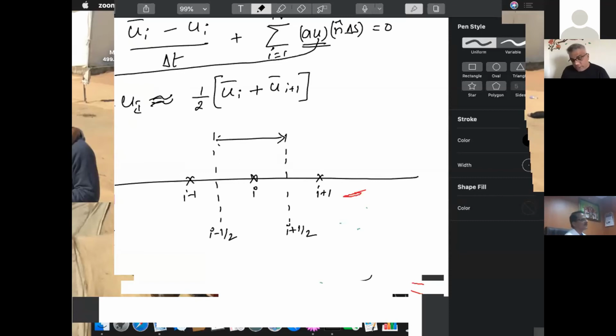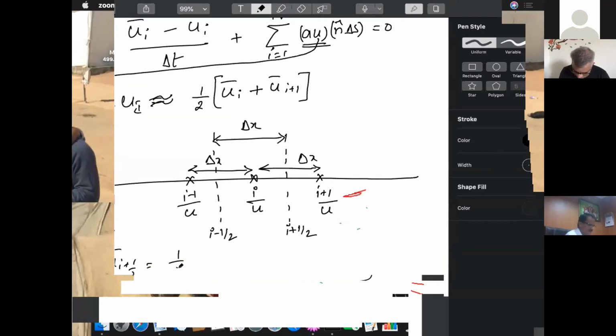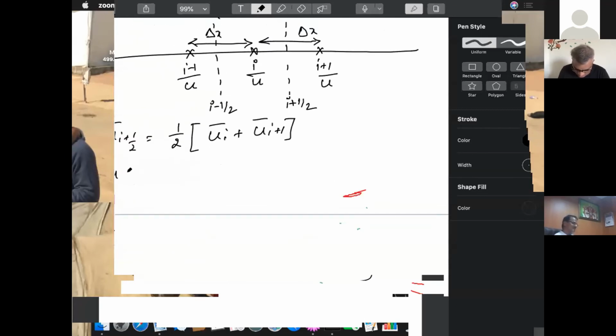If I assume that my grids are uniformly spaced, that means this distance is delta x, and this distance is also delta x. I have u bar sitting here, u bar here, and u bar here, and I have u bar at I plus half. I'm taking it as half of u bar I plus u bar I plus 1, and I have u bar I minus half as half of u bar I plus u bar I minus 1. This is the simplest that I can do.